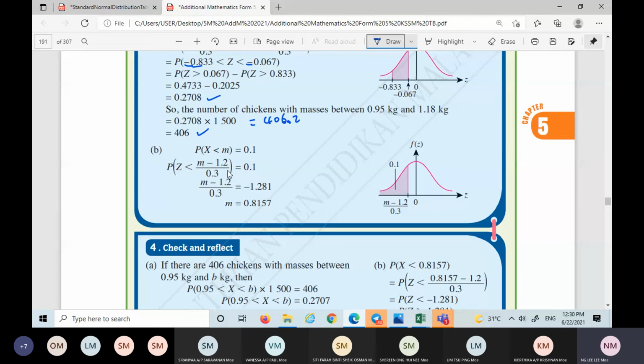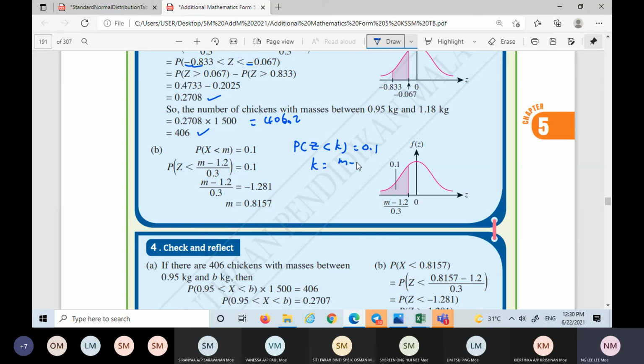So this one, change to z-score. After you change to z-score, you cannot do anything because m cannot minus 1.2 and then cannot divide by 0.3. Just leave it. If you don't want this to be written here, you can label it as a K or any other symbol. Then you know that this K will be this.